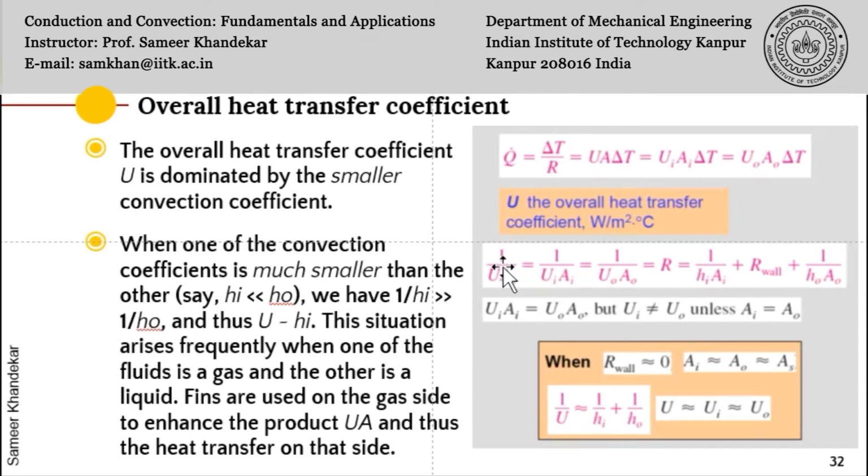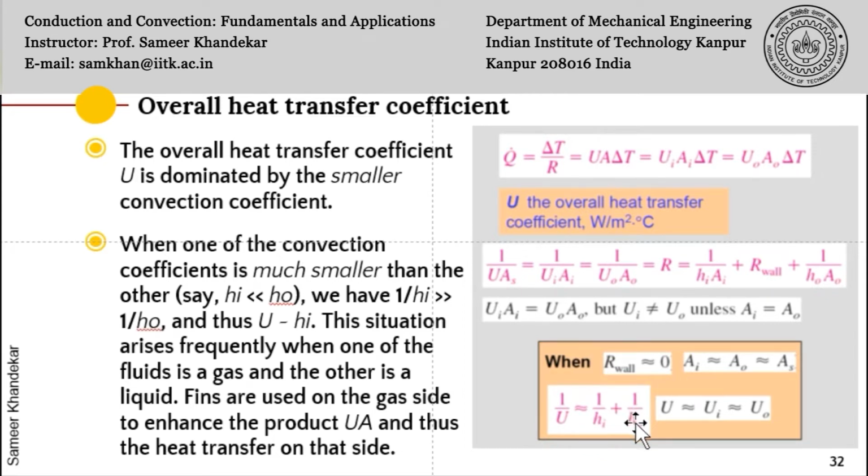So therefore 1/UA is equal to 1/UiAi is equal to 1/UoAo, because Ai and Ao can be the same for a very thin wall. And therefore, the R wall may be dropped, and you are left with 1/U is equal to 1/hi plus 1/ho.